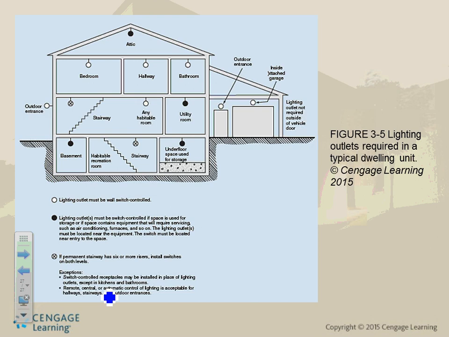The outdoor of the house, you need a light. Am I making sense, guys? This summarizes all the light requirements. Now, the white one, can you guys see the white one? It looks like light outlet must be wall switch control.